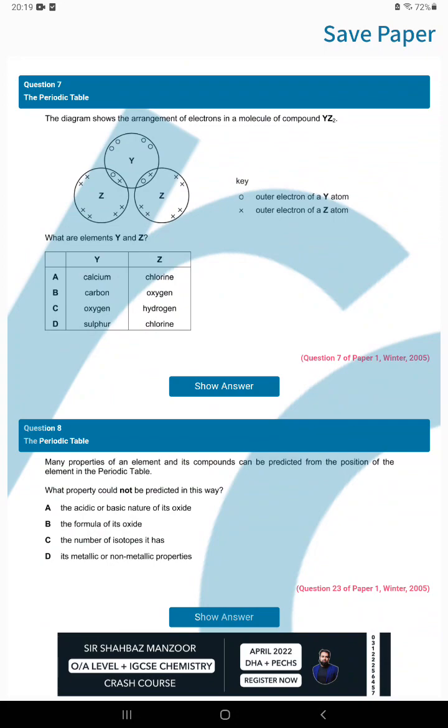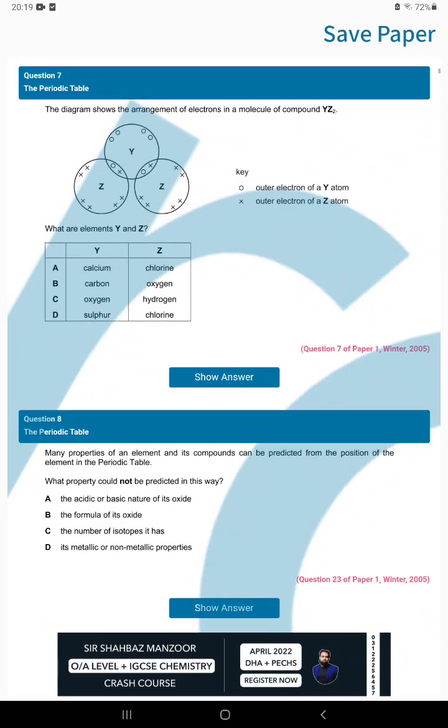The diagram shows the arrangement of electrons in a molecule of compound YZ2. So, what are elements Y and Z? Can it be calcium and chlorine, carbon and oxygen, oxygen and hydrogen, or sulfur and chlorine? Firstly, we'll see the outer electrons of the Y atom. So 1, 2, 3, 4, 5, 6. And 1, 2, 3, 4, 5, 6, 7. What do you think it is? Calcium and chlorine, or sulfur and chlorine?